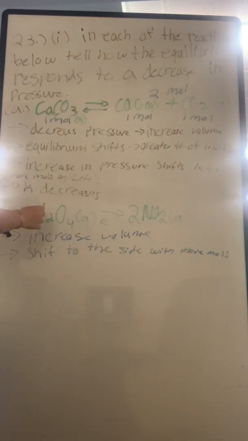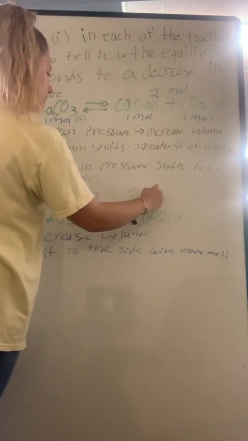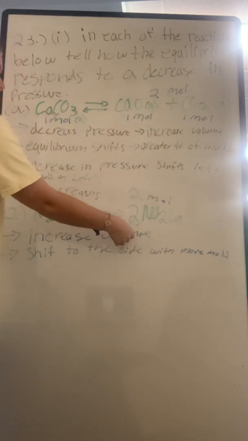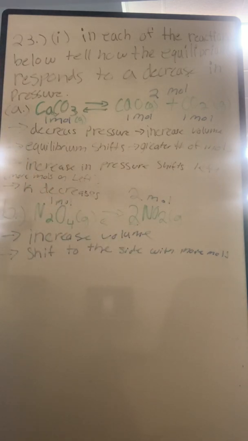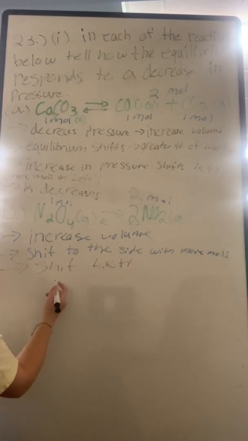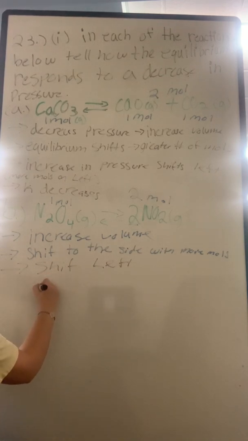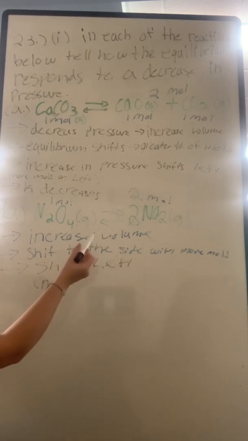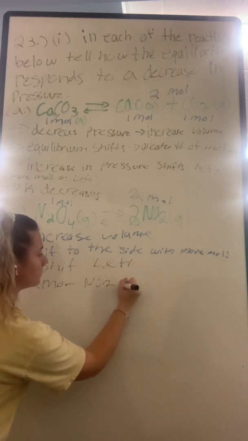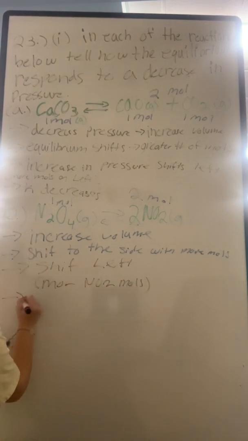So let's see how many moles we have. This is 1 mole. And then here, because of the coefficient, we have 2 moles. Same as before, just different because you had to add the moles here, the coefficient I already told you. And so with our decrease in pressure and our increase in volume, it's going to again shift left because there are more NO2 moles than there are N2O4. And then your K constant is going to decrease.